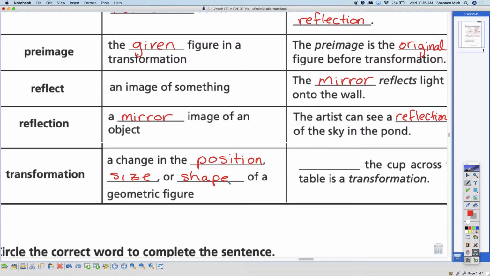And then blank the cup across the table is a transformation. Sliding. I always get people going, I can throw it. Well, that wouldn't be a transformation. That wouldn't be like sliding it across the table. So I thought this would help us with some vocabulary because there was a lot of vocabulary in this section that we are going to keep using. So I just wanted to make sure we had it down.